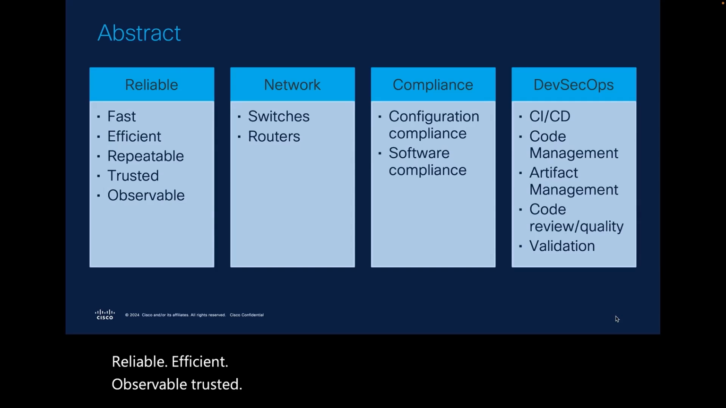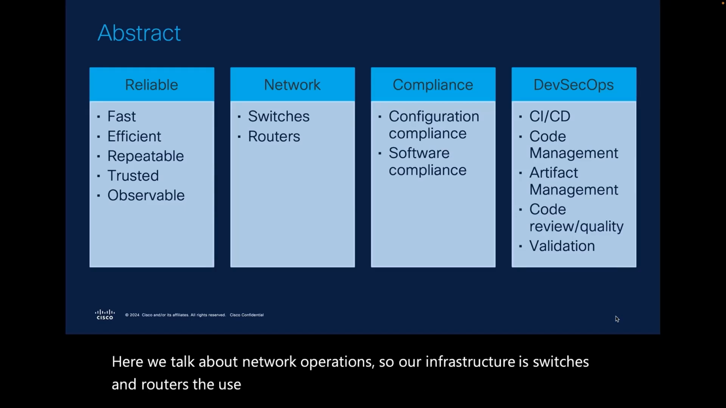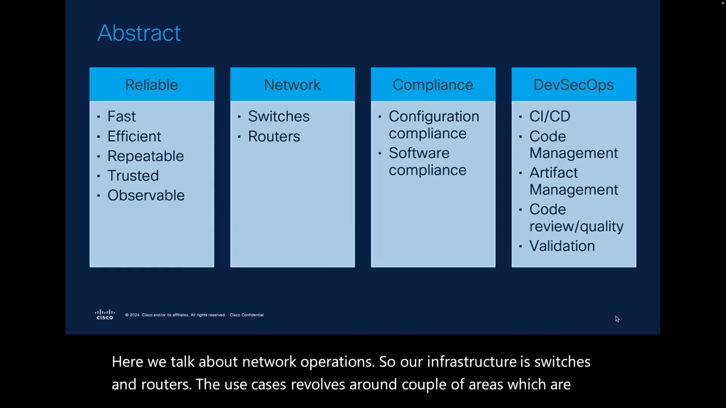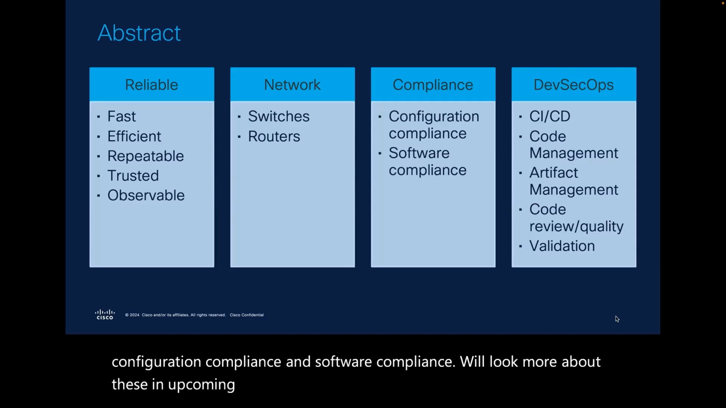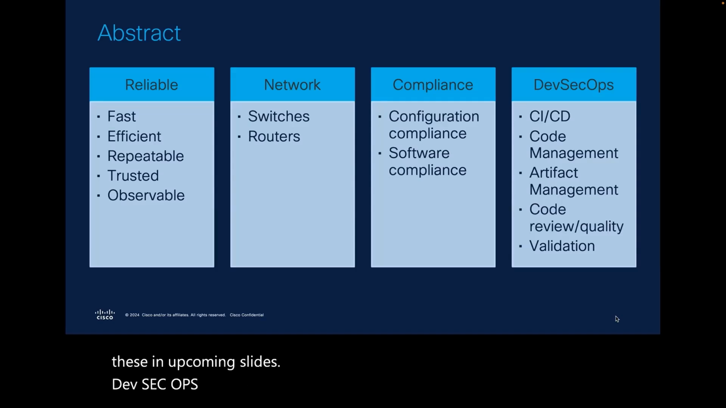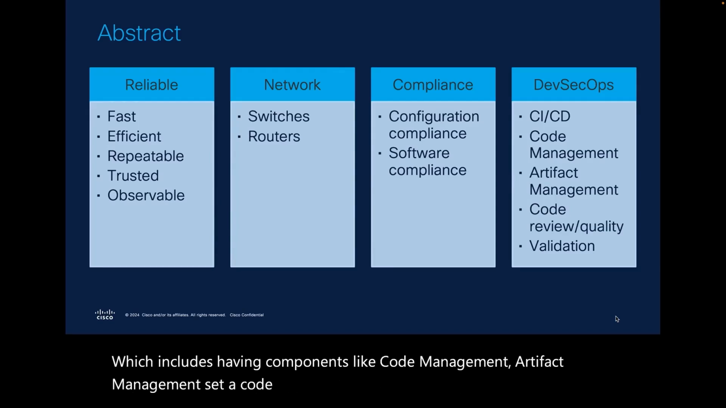Here we talk about network operations. So our infrastructure is switches and routers. The use cases revolve around a couple of areas which are configuration compliance and software compliance. We'll look more at these in upcoming slides. DevSecOps is, as I told you, basically implementing CI/CD pipelines, which includes having components like code management, artifact management, static code analysis, quality, code coverage, validations, among others.